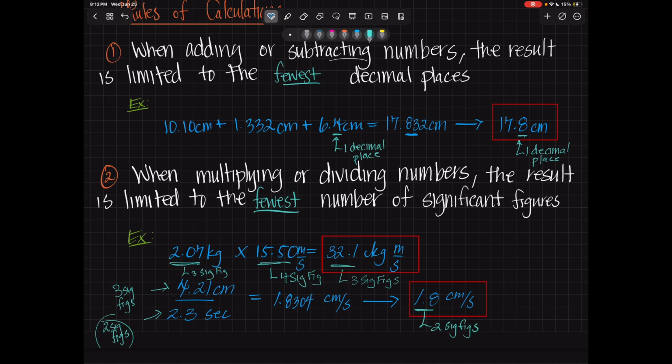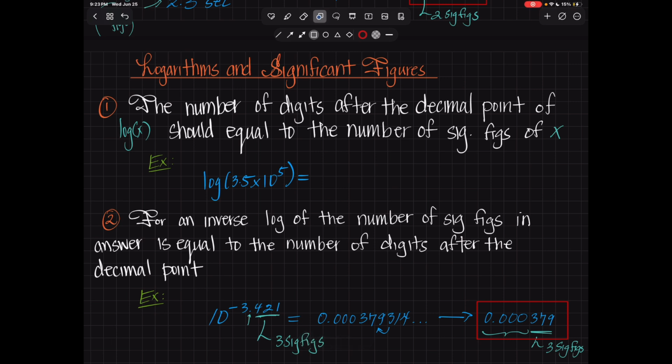So let's move on to the next part. The next thing we're going to go into is logarithms and significant figures. The first part of this is the number of digits after the decimal point of a logarithm should equal the number of significant figures of x. Let's demonstrate this. You have this logarithm, the log of 3.5 times 10 to the 5th power. If you were to put this in a calculator, you'd get about 5.544, and it'd go on to a great big number.